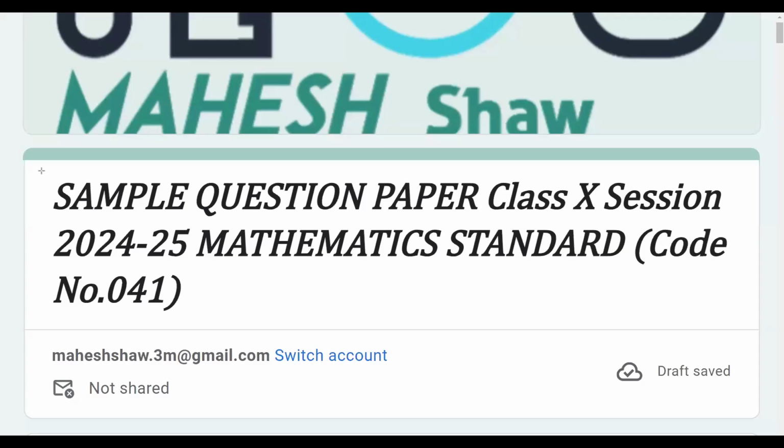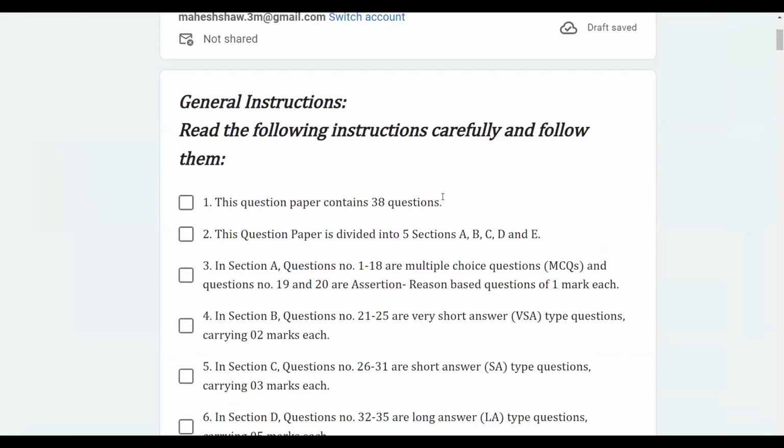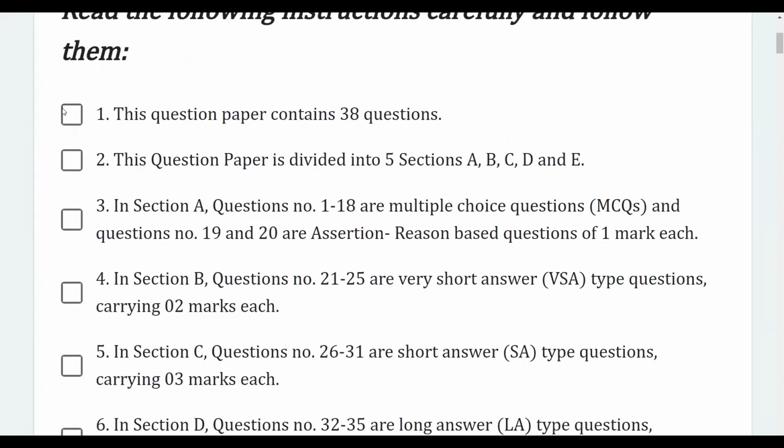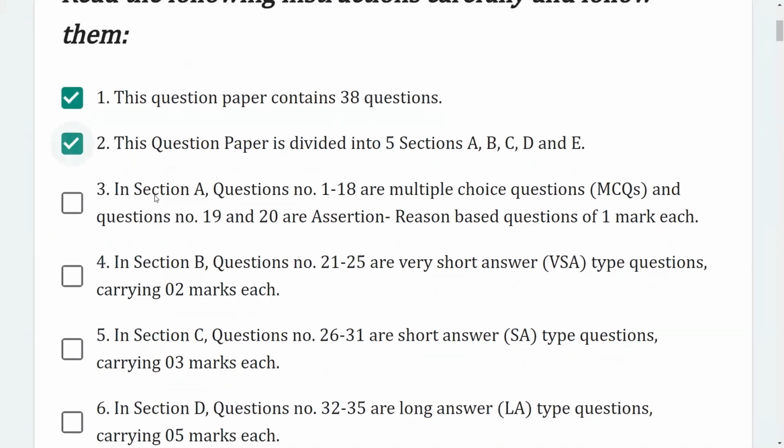In this video, I'm going to solve the sample paper for class 10 mathematics for the session 2024-25, the standard mathematics paper with code 041. Now, before we solve all the questions, let's talk about the general instructions that you might be knowing already: this paper comprises 38 questions with the sections labeled as A, B, C, D, E.